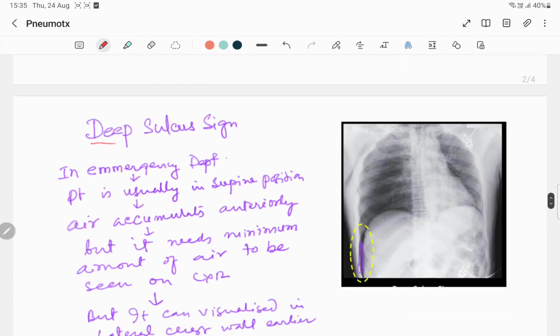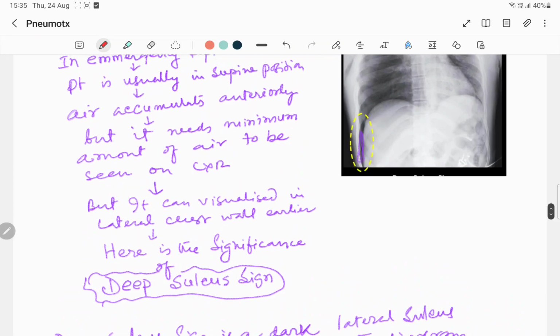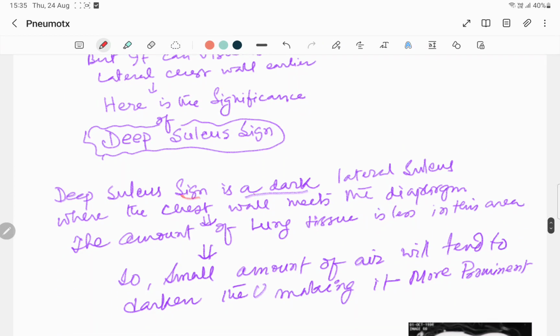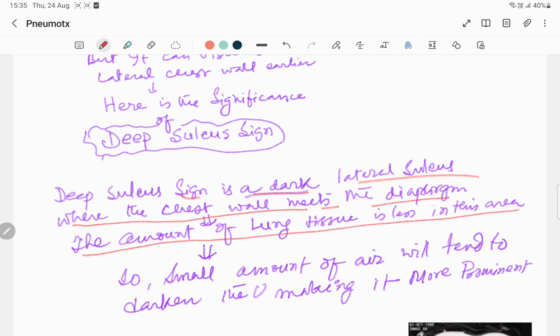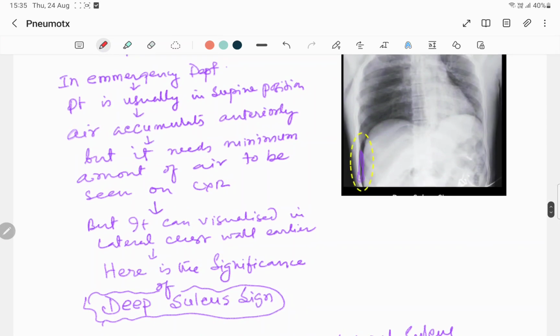Now come to the point, deep sulcus sign. What is deep sulcus sign? Deep sulcus sign is a dark lateral sulcus where the chest wall meets the diaphragm. The amount of lung tissue is less in this area, so a small amount of air will tend to darken the area, making it more prominent. What is the significance? Significance is, in supine decubitus, a small amount of air that has accumulated over here will be visible. Okay, in emergency department, it is very, very crucial. This is known as the deep sulcus sign.